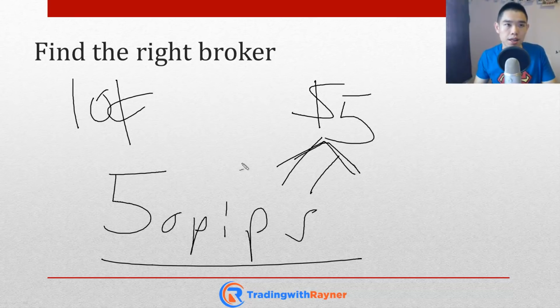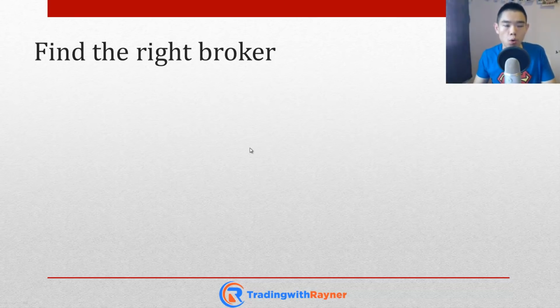Okay, so the first tip that I have for you is, go and find the right broker that offers you to trade micro lots. This is important because if you want to trade a small account, you must be trading smaller size. And not all brokers allow you to trade smaller size. Usually brokers who adopt a market maker business model allow you to trade micro lots and below.